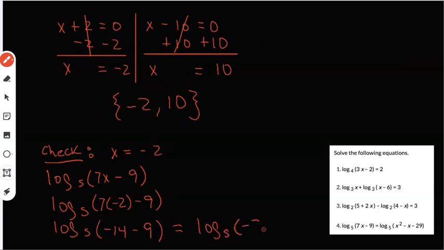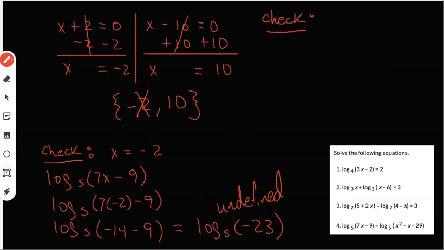So really, I'm taking the logarithm of a negative number, negative 23, that is undefined. So I can't use that one. That's why the negative 2 can't be inside the solution set. So the only answer is going to be 10. So let's see how that works. Now I'm going to check with 10. So I let x equal 10.